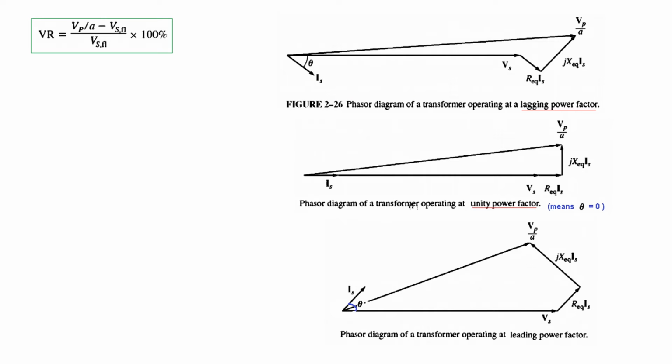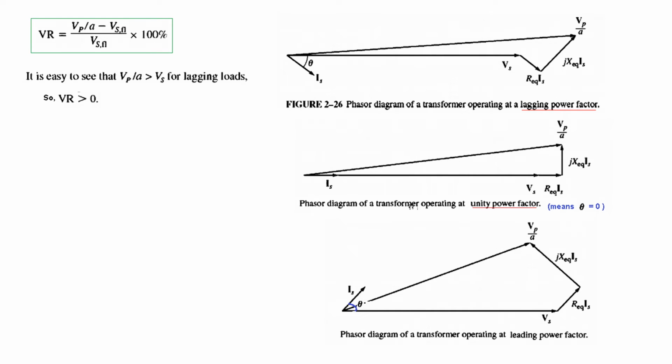Okay, now you can see the phasor diagram. There are three phasor diagrams. One is for power factor lagging, the other is for unity power factor, and the third one is for leading power factor. So we'll discuss all three of them. If you recall, this is the equation for the voltage regulation VR. Vp divided by A, that is this one here, you can see, minus Vs no load, divided by Vs full load.